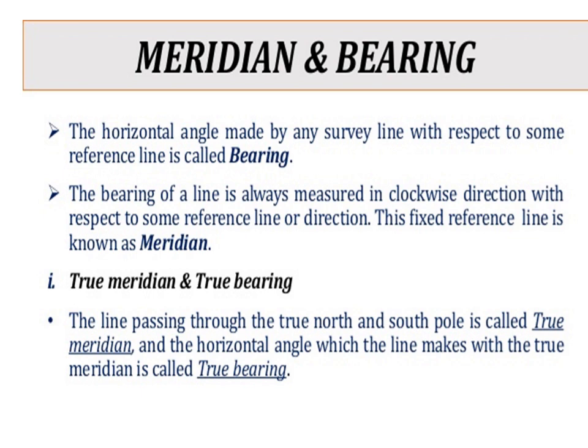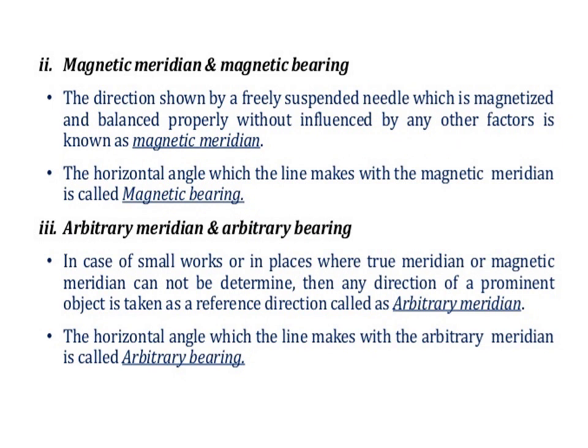In the next slide we are going to study more terms in compass surveying, namely magnetic meridian and magnetic bearing, and similarly arbitrary meridian and arbitrary bearing. First of all, we will see magnetic meridian. The direction shown by the freely suspended magnetic needle, which is magnetized and balanced properly without influence by any other factors, is known as magnetic meridian, whereas the horizontal angle which the line makes with the magnetic meridian is called magnetic bearing.